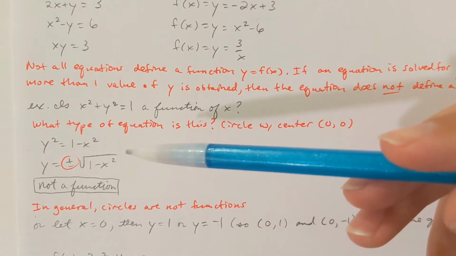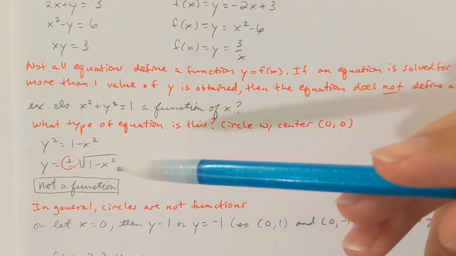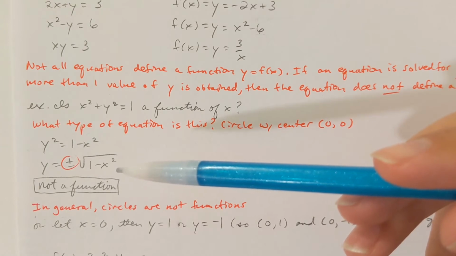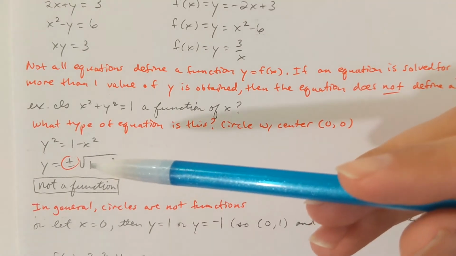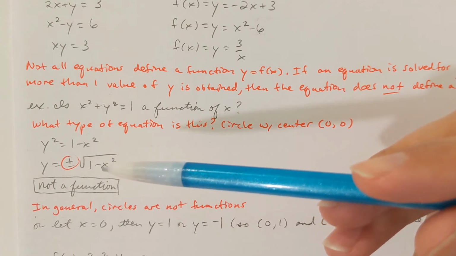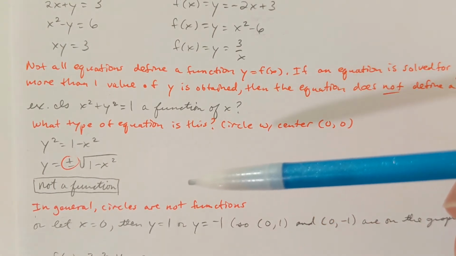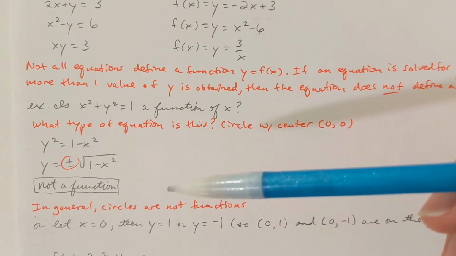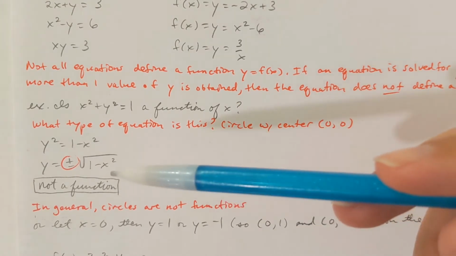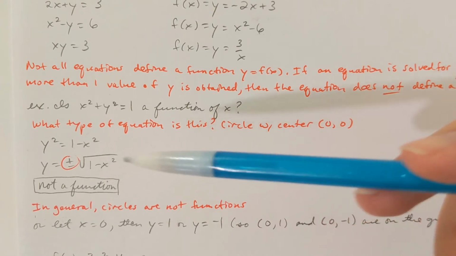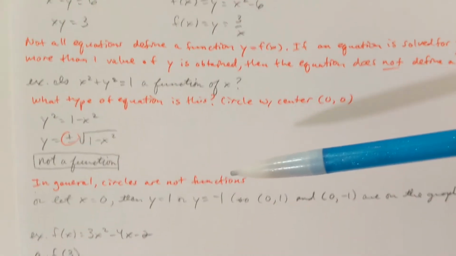y squared is equal to 1 minus x squared. Y is equal to plus or minus the square root of 1 minus x squared. It's not a function, okay, because of the plus and minus there. We know for each input, there's only one output. For each input, there's not this or that, which is what we have here, a plus and minus. In general, circles are not functions.